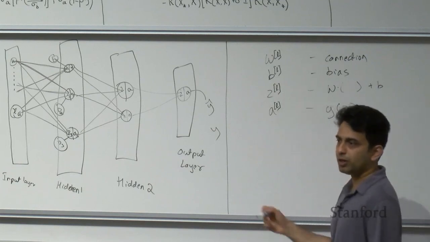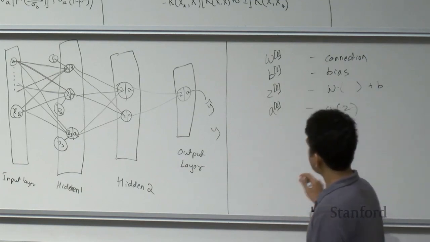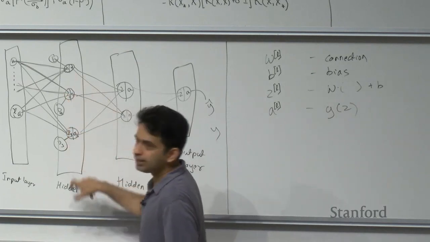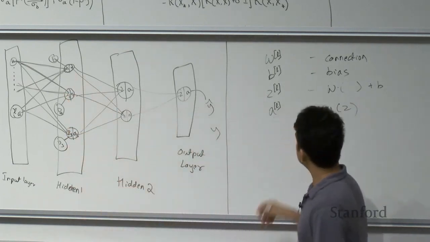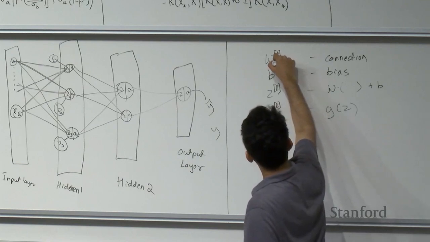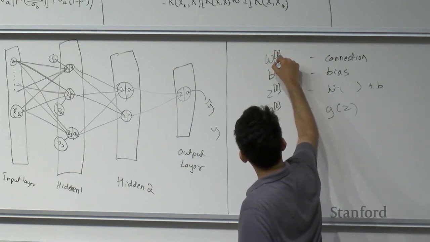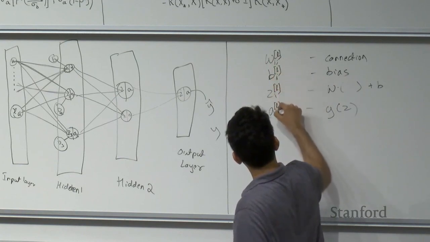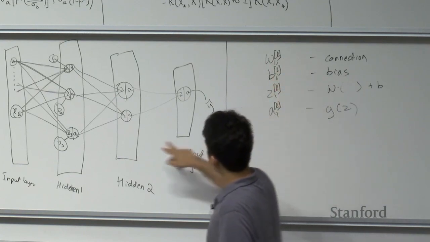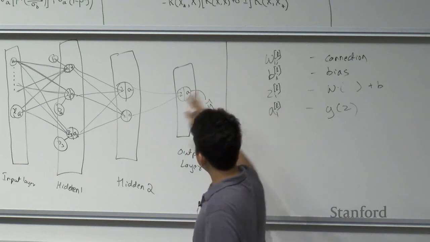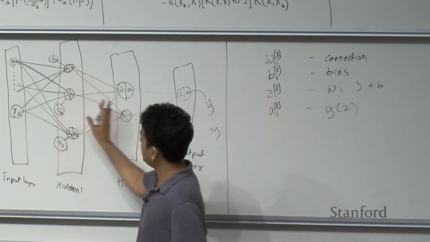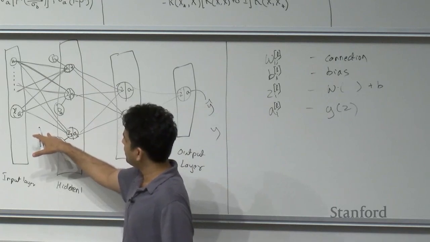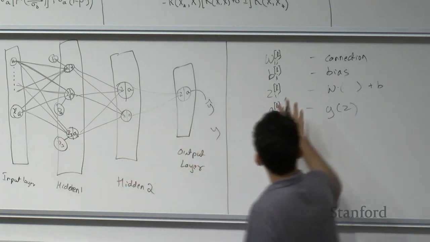A superscript is going to identify the layer, and a subscript is going to identify which node in that layer we are referring to, right? So we're going to have I, J, I. The A's, Z's and B's are a vector per layer, whereas the weights, the connections, are a matrix.